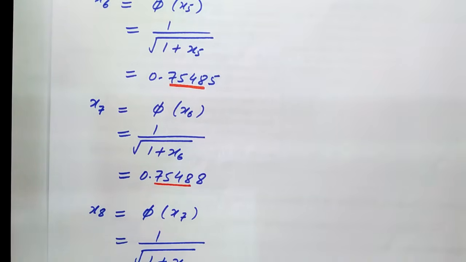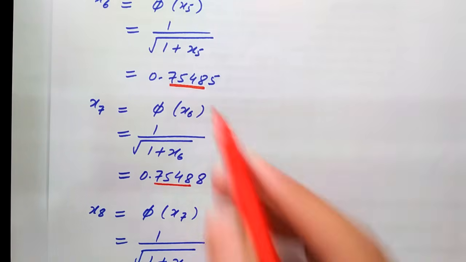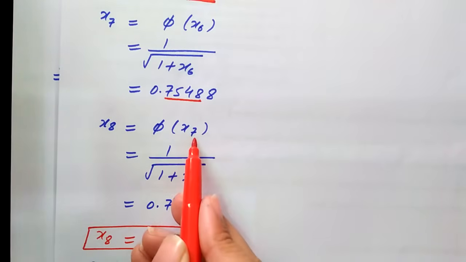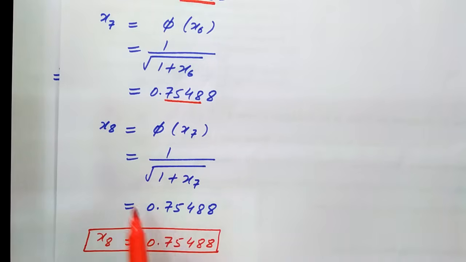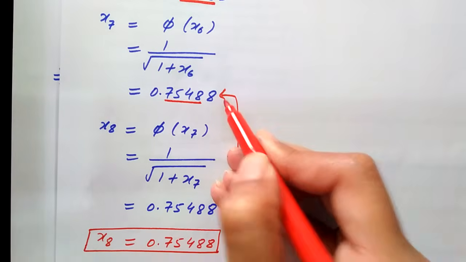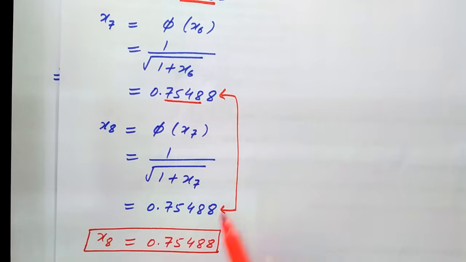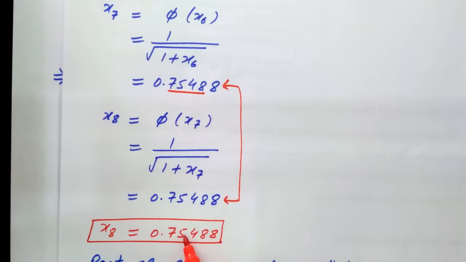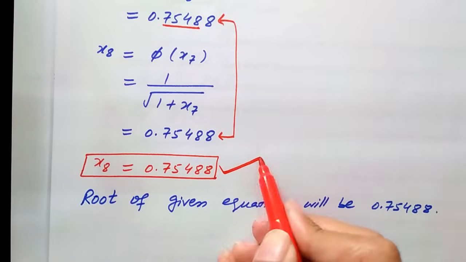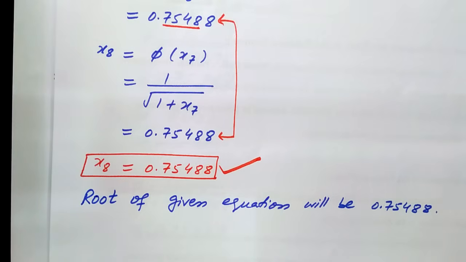Now again I repeat, I do another iteration so that my answer should repeat up to 5 decimal places. Now x8 equals phi of x7. Use the value of x7, I got the value for x8, that is 0.75488. Now see, my value is repeated. So I got the root of the equation, that is basically x8 equals 0.75488. So the root of the given equation will be this value of x8.